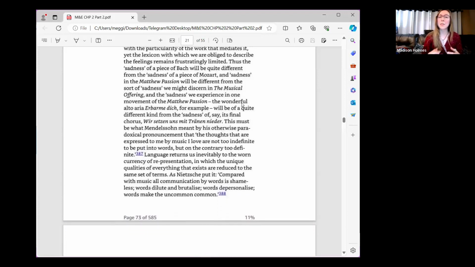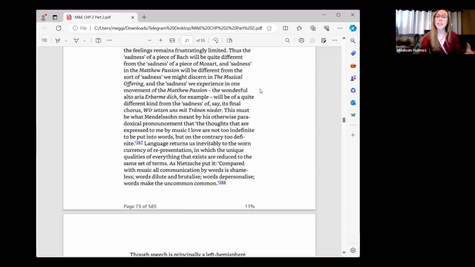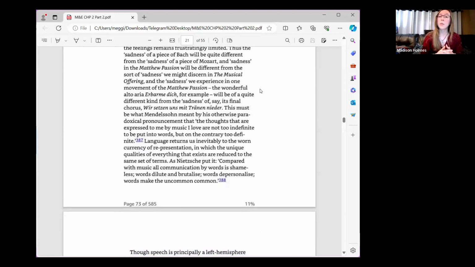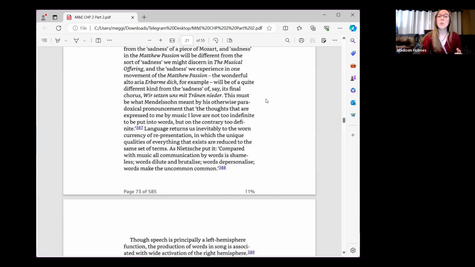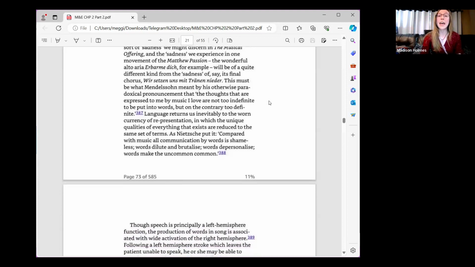Thus, the sadness of a piece of Bach will be quite different from the sadness of a piece of Mozart, and the sadness in the Matthew Passion will be different from the sort of sadness we might discern in the Musical Offering. And the sadness we experience in one movement of the Matthew Passion, the wonderful alto aria Erbarme Dich, for example, will be a quite different kind from the sadness of, say, its final chorus. Wir sitzen jetzt mit Tränen nieder.